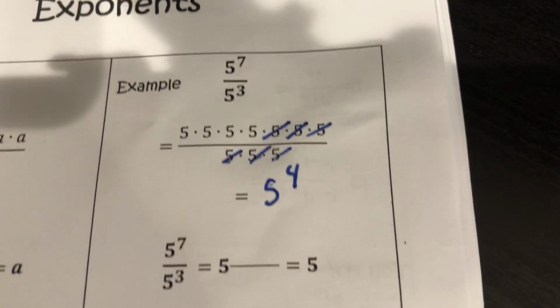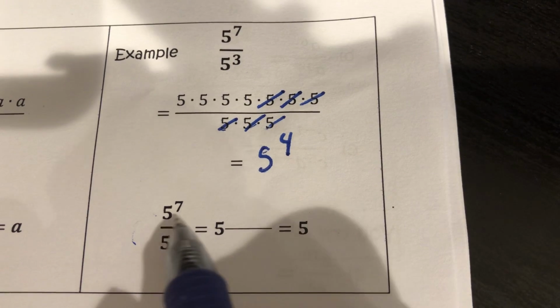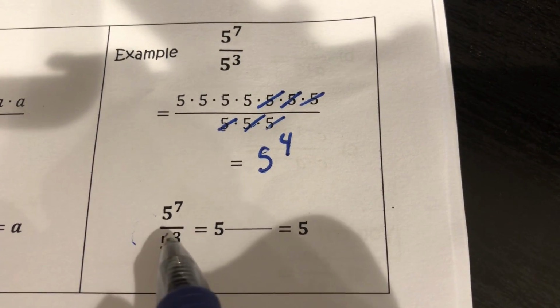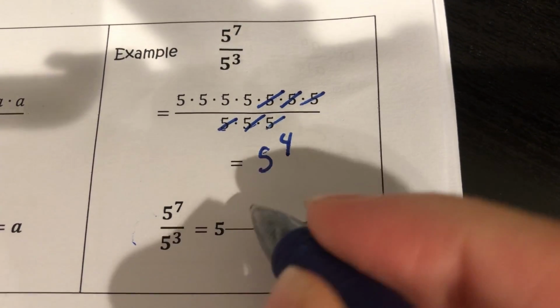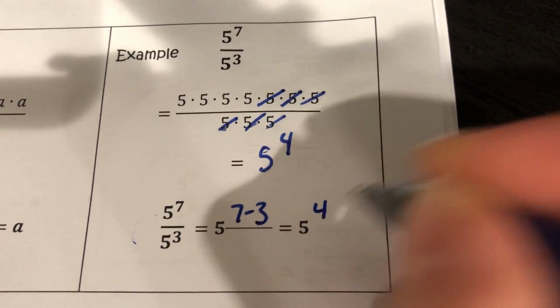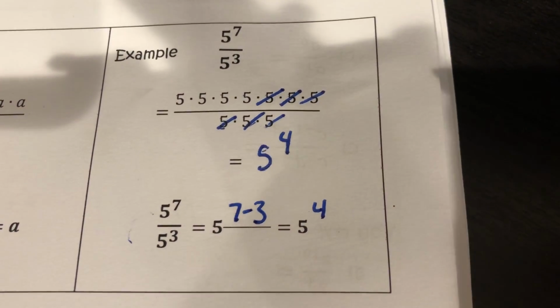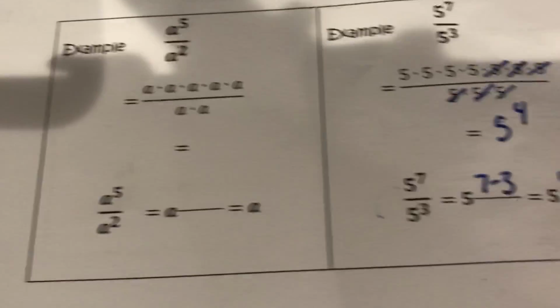So when I simplify the expression 5 to the 7th over 5 to the 3rd, this is division, so hence this is the division property. I'm going to do 7 minus 3, and that gives me 5 to the 4th. And that's what I got over here, matching terms. Alright, let's try it with a variable. Let's try it with a.